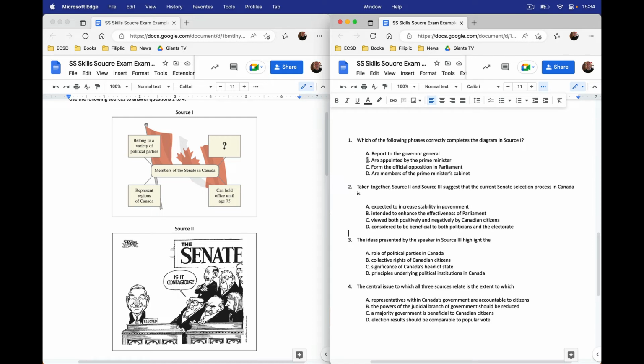Are appointed by the Prime Minister. From our content, we know that that is true. But is this the best answer? C, form the official opposition in Parliament. We know that to be false. And D, are members of the Prime Minister's cabinet. We know that is to be false. So the correct answer for number 1 is going to be B. So all senators are appointed by the Prime Minister.